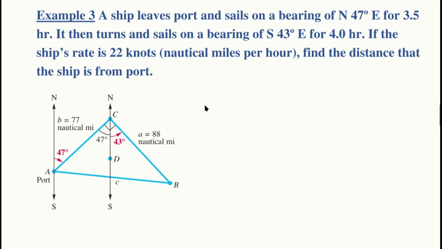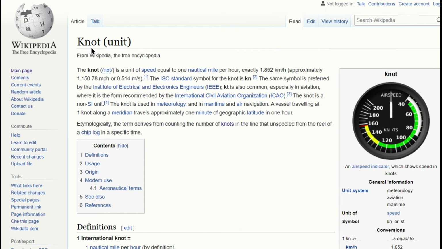But anyway, here we go. So, does so for 4 hours. If the ship's rate is 22 knots, which is nautical miles per hour, find the distance the ship is from port. First of all, remember that knot is a nautical unit, okay?